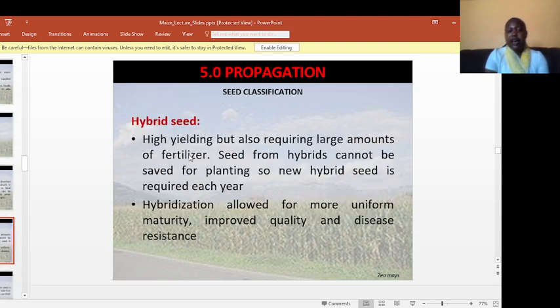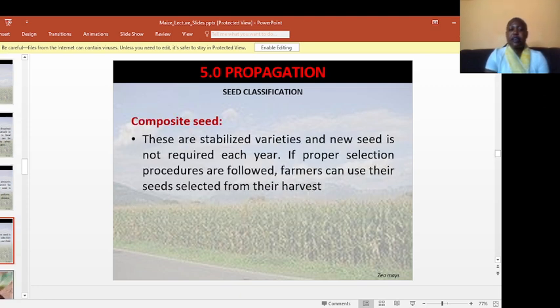Hybrid seed, high yielding but also requires large amounts of fertilizer. Seed from hybrids cannot be saved for planting, so new hybrid seed is required each year. Hybridization allows for more uniform maturity, improved quality, and disease resistance. Composite seed. These are stabilized varieties and new seed is not required each year. If proper selection procedures are followed, farmers can use seeds selected from their harvests.